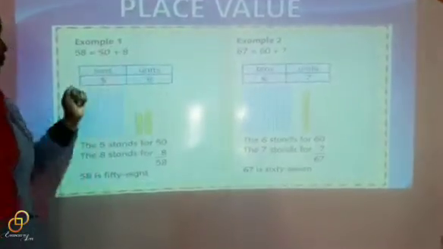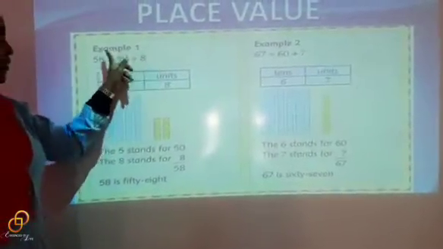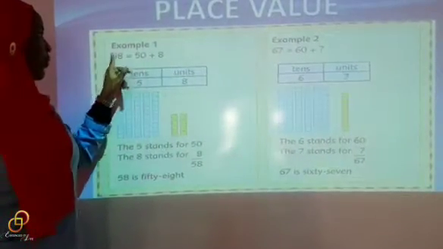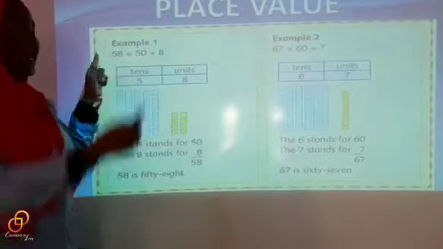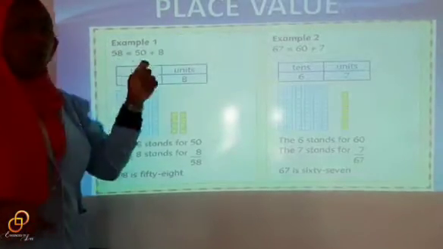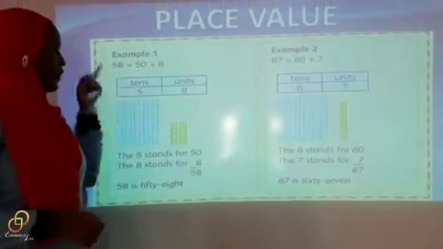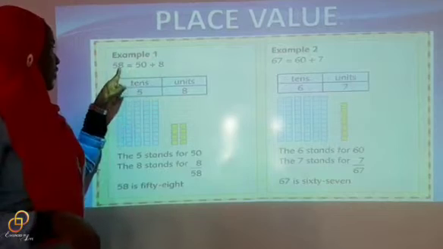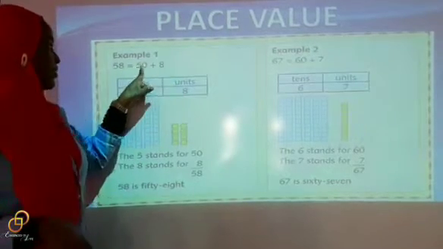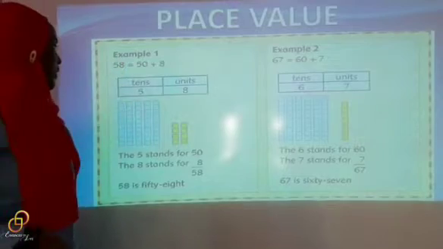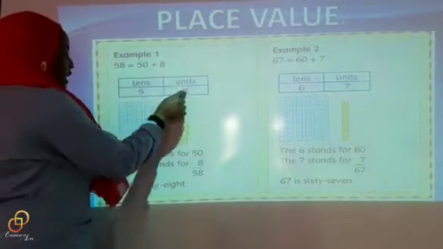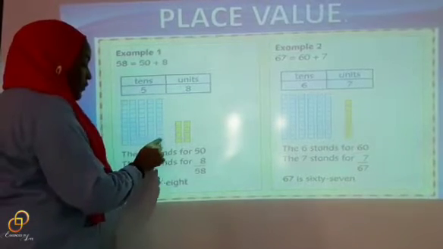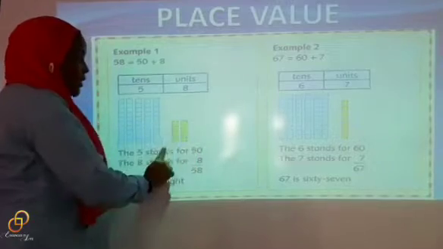Here, place value. We have example 1 and example 2. So 58. Here we have tens and units. Like I explained earlier, the value of 5 in 58 is 50. The value of 8 remains 8. So 50 plus 8 gives 58. So 5 tens, 8 units. These are tens: 10, 20, 30, 40, 50. And these are in ones place, that's units.